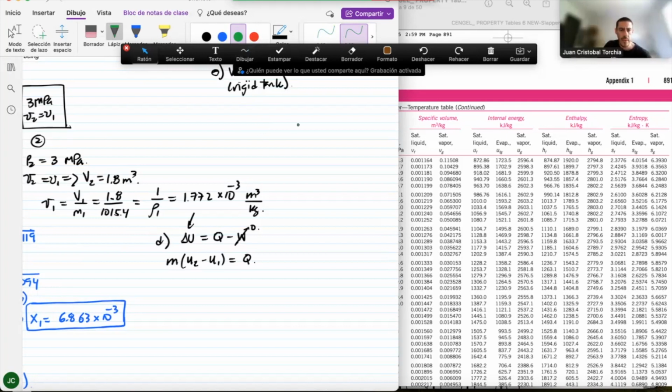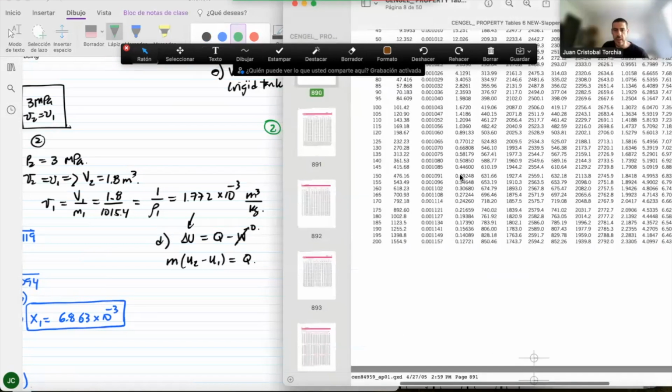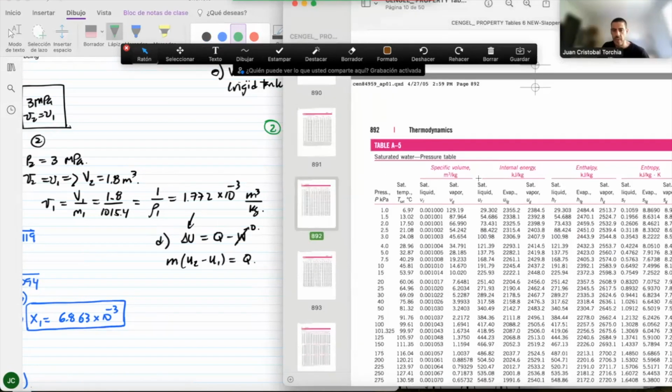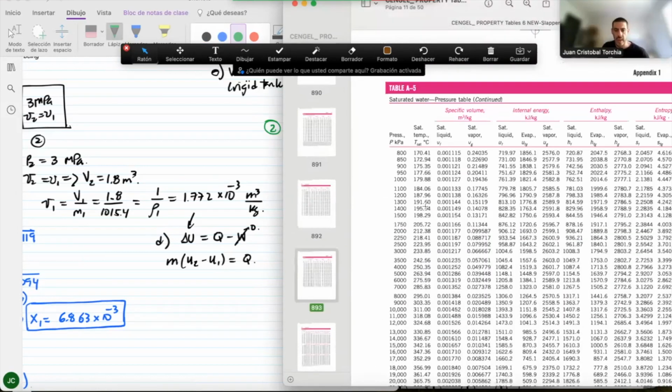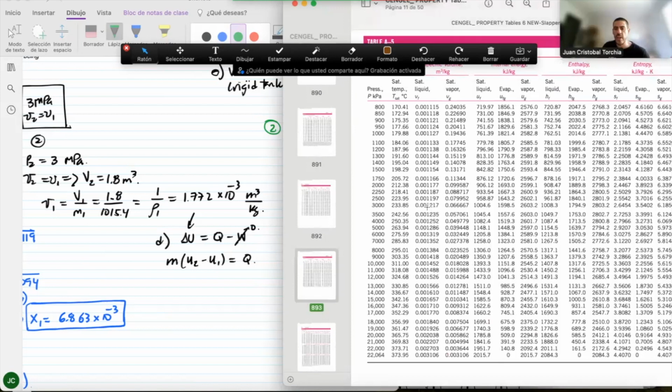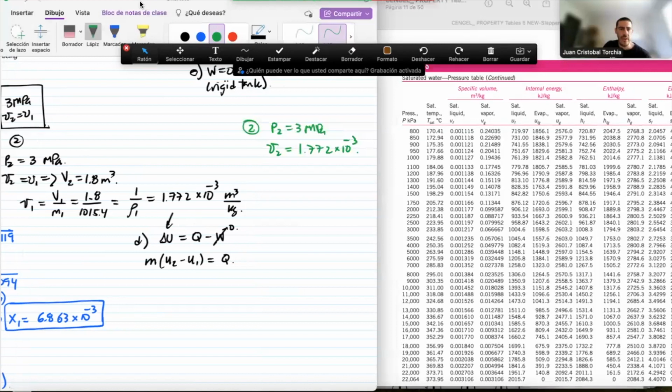Yeah. So at 2, my data is 3 megapascals, and I have v2 equals 1.772 times 10 to the minus 3. So that's what I have. I'm going to check where that is. Instead of using the temperature table, I'm going to use the pressure table, and I'm going to go to 3 megapascals, so that is 3,000 kilopascals. I need to check both values for vf and vg.